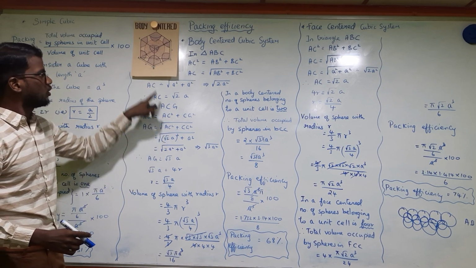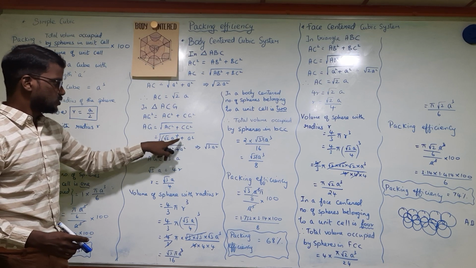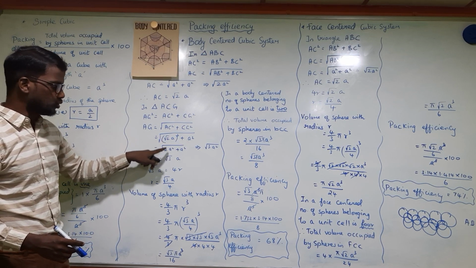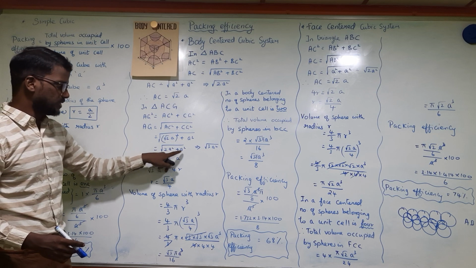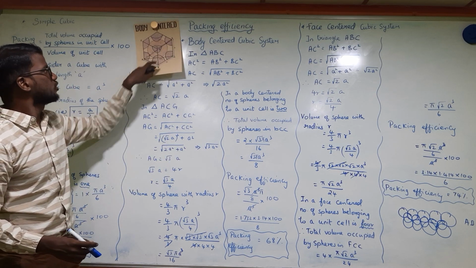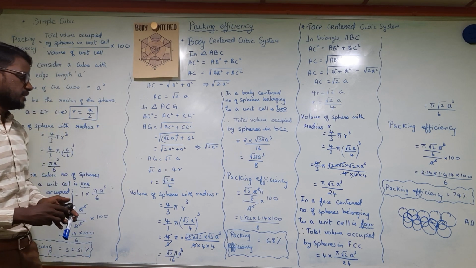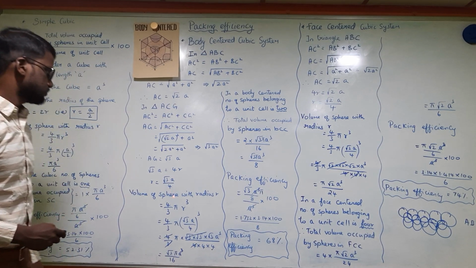CG is A, and what is AC? Already we have found root 2A. Substitute over there, plus A square. So if you take the square inside, root 2 into root 2 is 2, and A square plus A square gives you 3A square. So therefore the AG value is going to be root 3 into A. Okay, so AG is going to be root 3 into A.